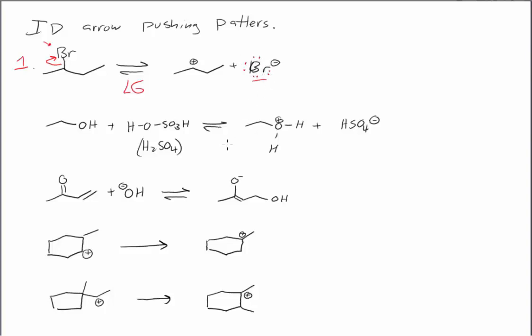So of course bromine starts with 3. My red arrow shows a 4th lone pair forming, and of course this carbon here lost a bond, so it's now a cation. So this is loss of leaving group.